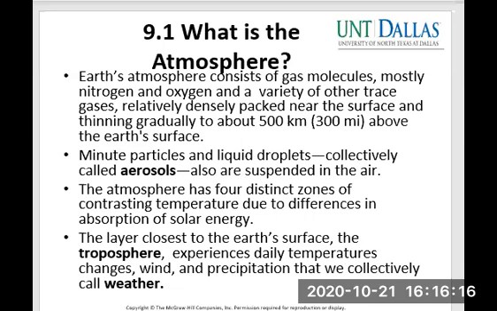There are certain minute particles and liquid droplets that are collectively called aerosols. They are suspended in the air. Atmospheric aerosols and water vapor play very important roles in the Earth's energy budget and in rain production.